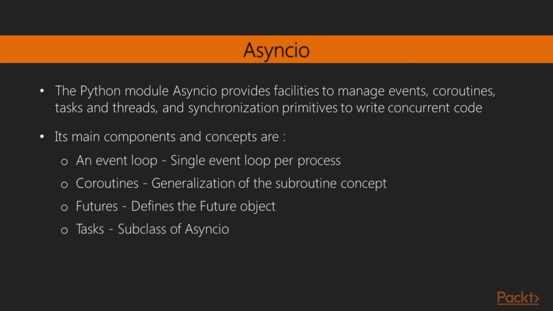3. Futures. This defines the future object, such as the concurrent.futures module that represents a computation that has still not been accomplished. 4. Tasks. This is a subclass of asyncio that is used to encapsulate and manage coroutines in a parallel mode. In this video, the focus is on handling events.